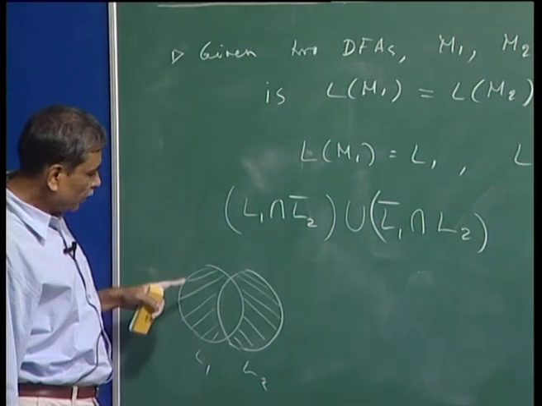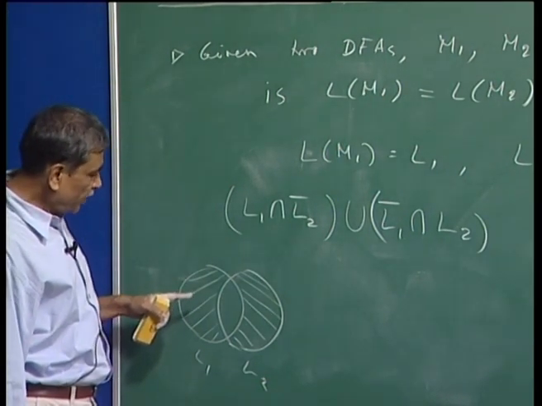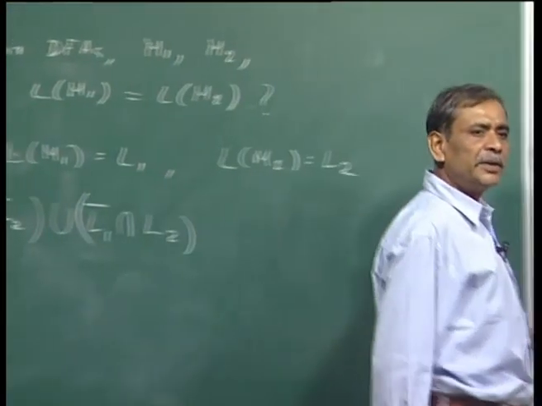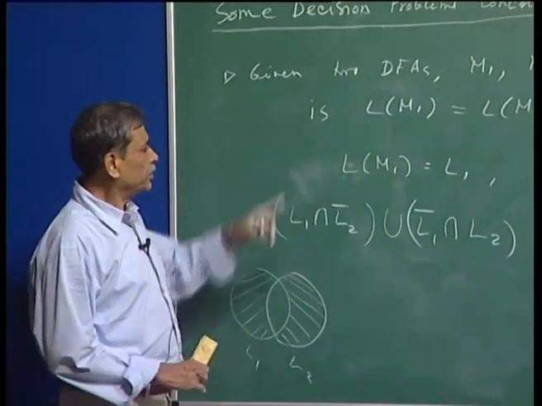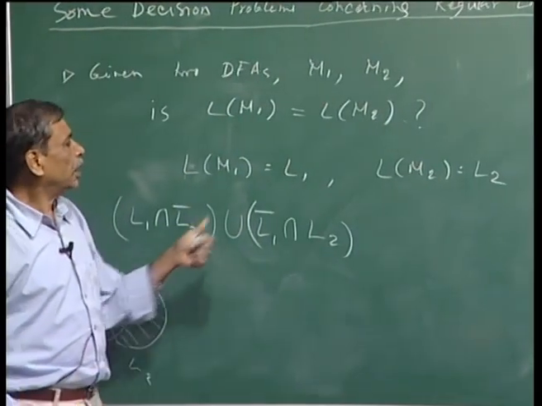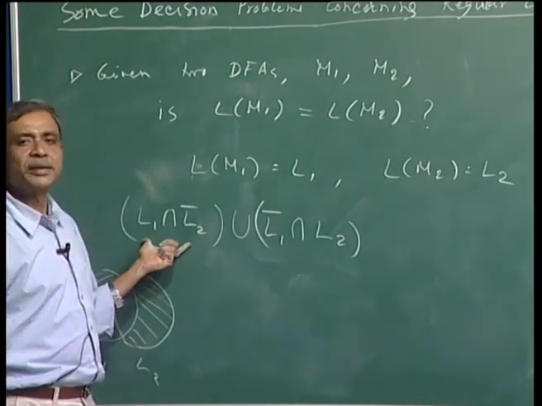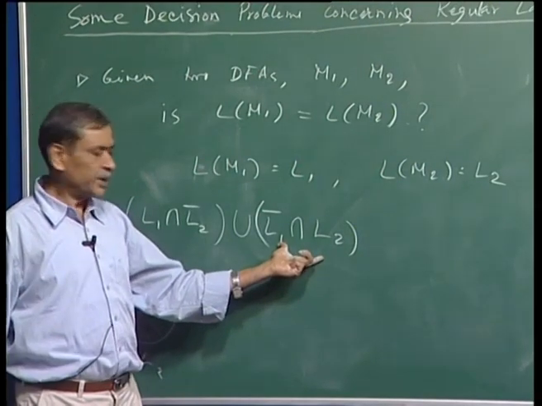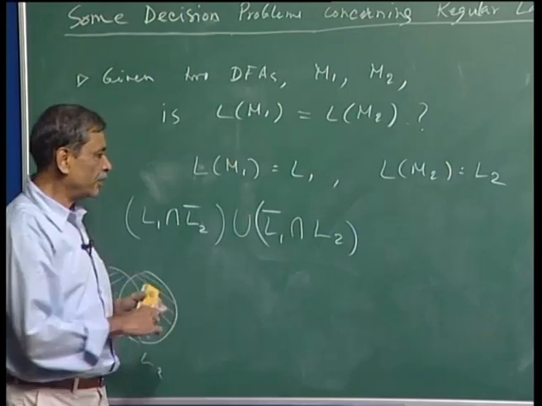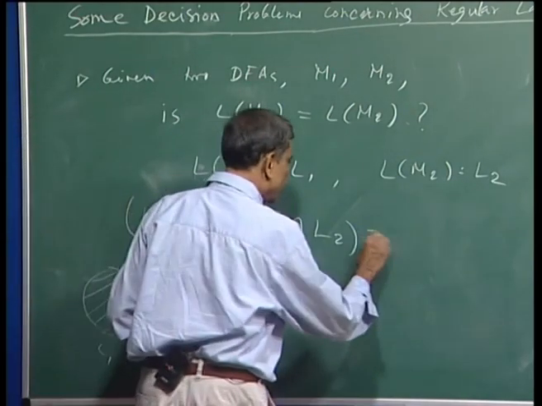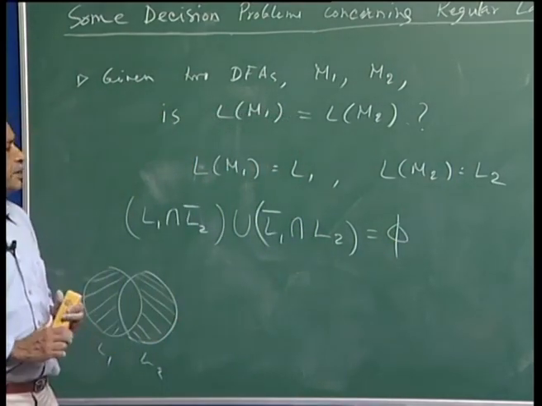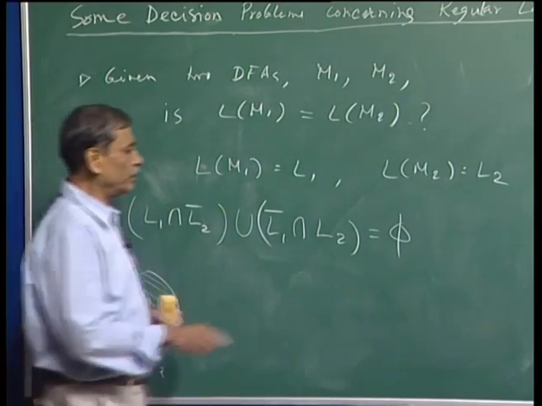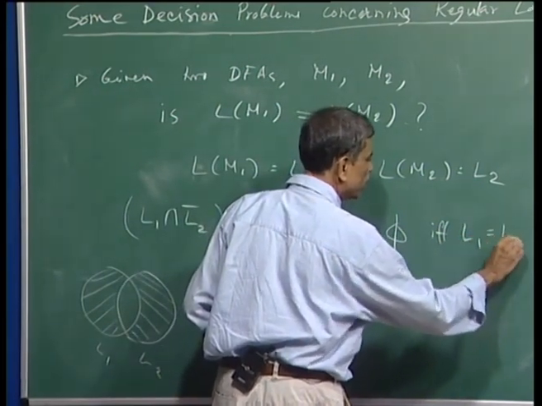Now, if both of these are empty, then that means what? That means L1 is equal to L2. The point is that because L1 and L2 are given to me by a DFA, I can very easily construct a DFA. We have seen this. A DFA for this regular language as well as a DFA for this regular language, and then a DFA for this entire language, and then we can check whether that regular language accepts the empty language. So, this is the case if and only if L1 is equal to L2.